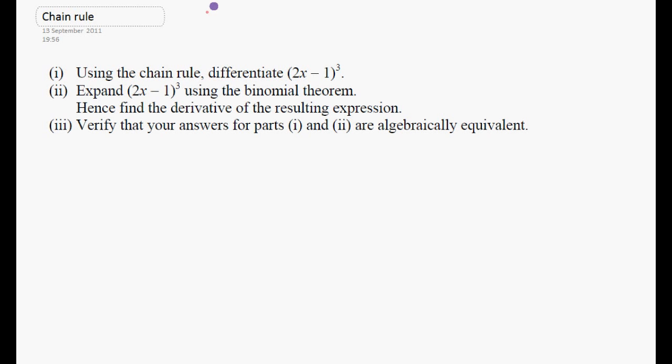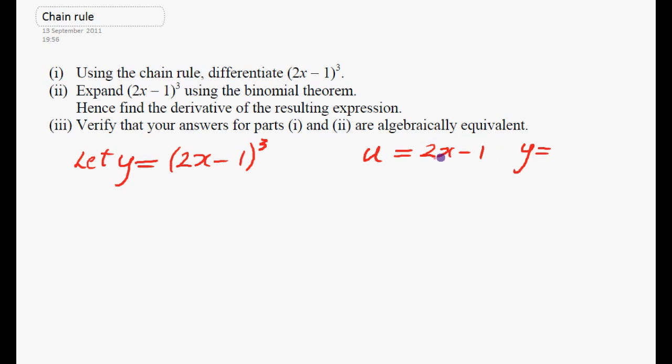Okay, here we have a little chain rule problem. We're going to differentiate this, (2x minus 1) cubed. So let's let y equal (2x minus 1) cubed, and also let's let u equal 2x minus 1. This implies that y, therefore, if u equals 2x minus 1, then y will equal u cubed. Let's have a look at that and see how that works.